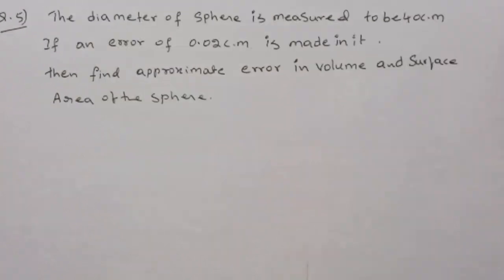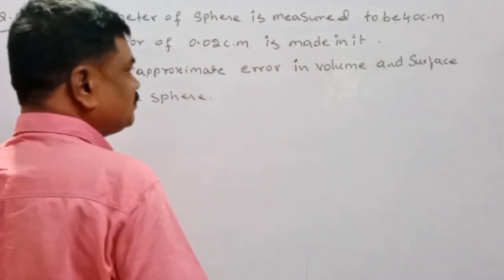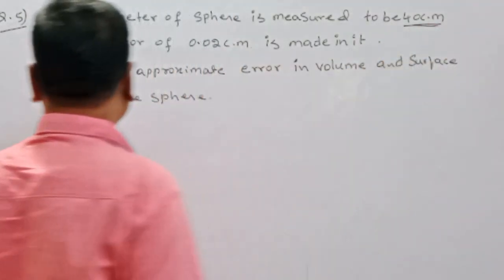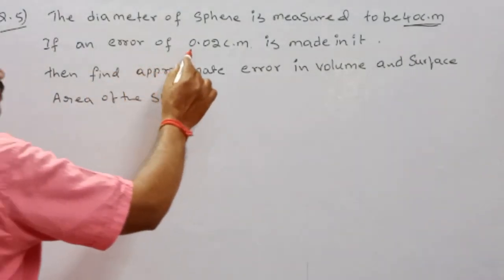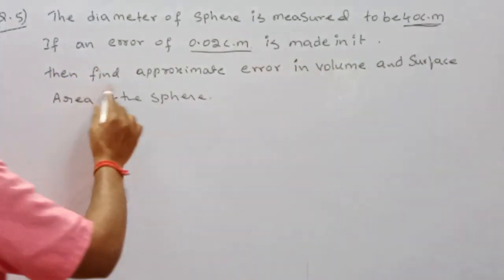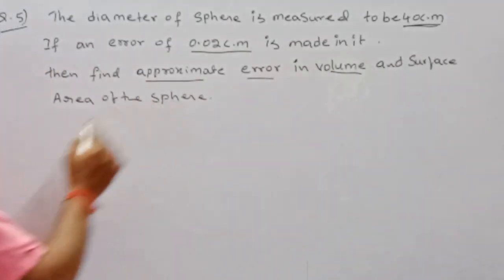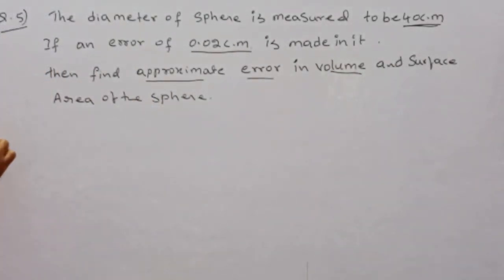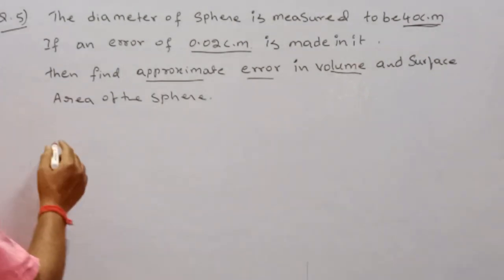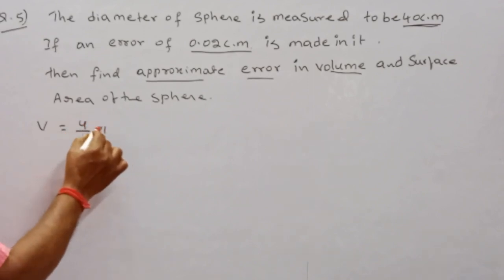Thank you. Here we have one more problem from application of derivative for IPE. The diameter of a sphere is measured to be 40 centimeters. If an error of 0.02 centimeter is made in it, then find the approximate error in volume and surface area of the sphere. What is the volume of the sphere? Here volume V is equal to 4 by 3 pi r cube.